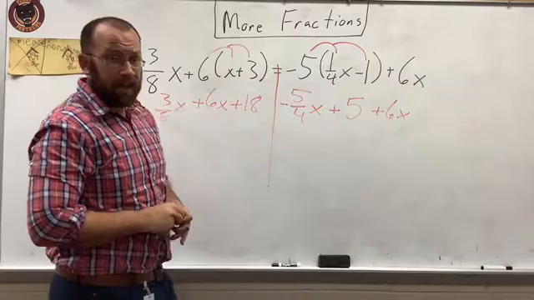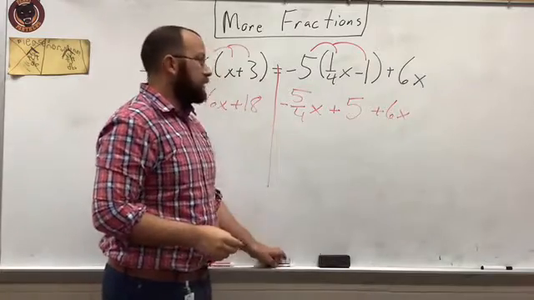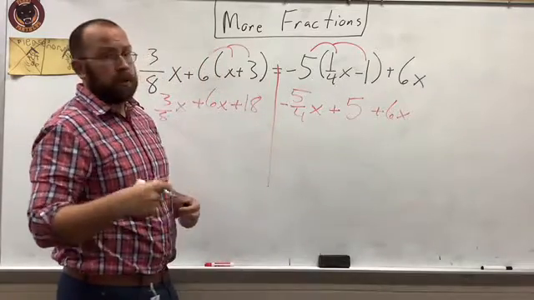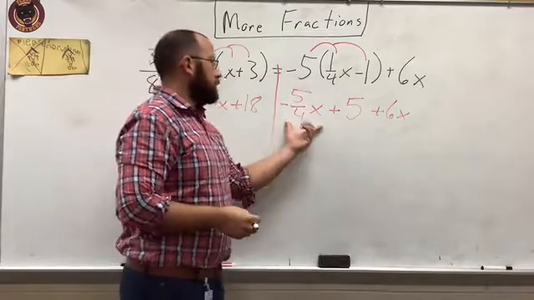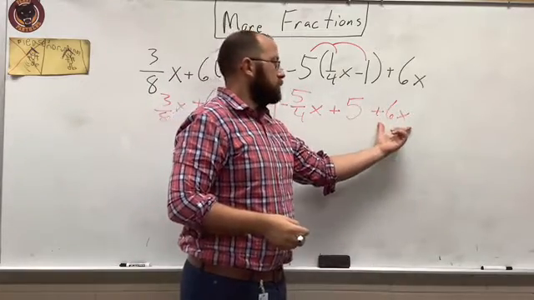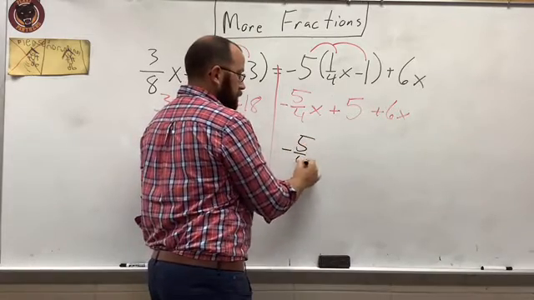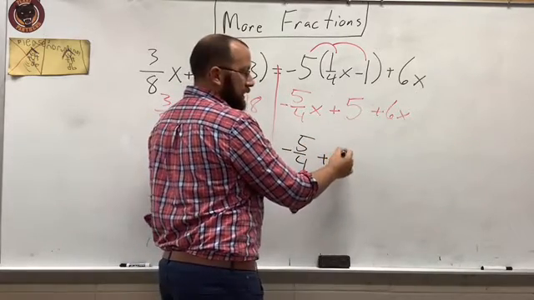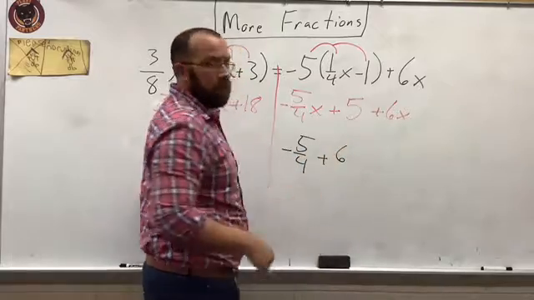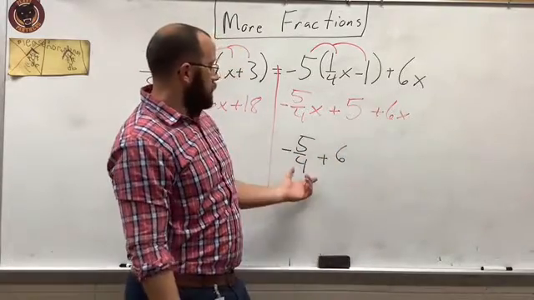Now we have to combine like terms on each side. Now this is, I think, where people are getting confused. Right? Negative 5/4 plus 6x. So again, I'm going to do it right here. I'm just going to take the x's out of it because we can add those in later. So how do you combine these?